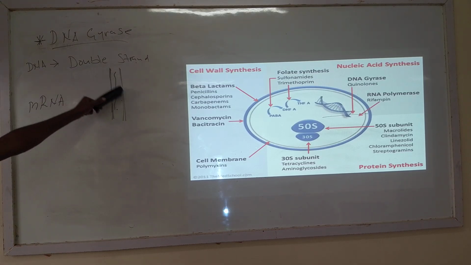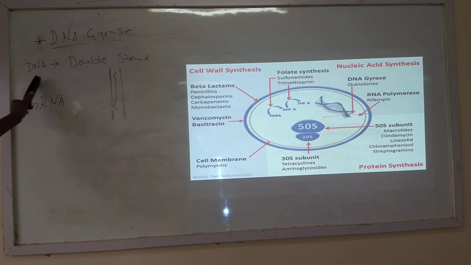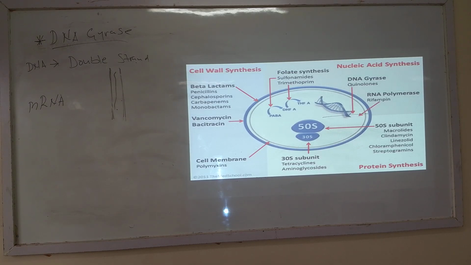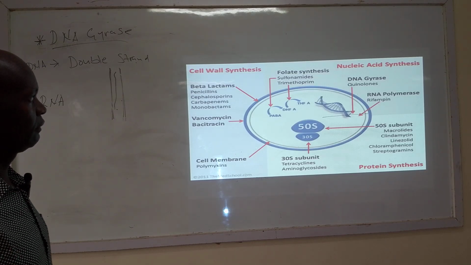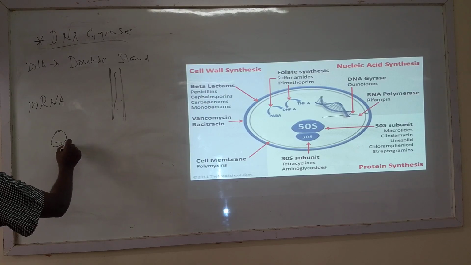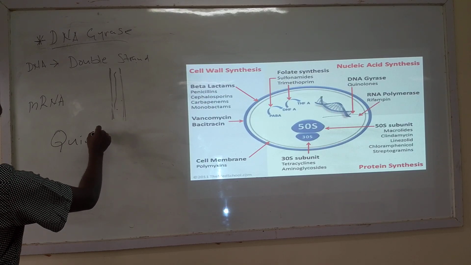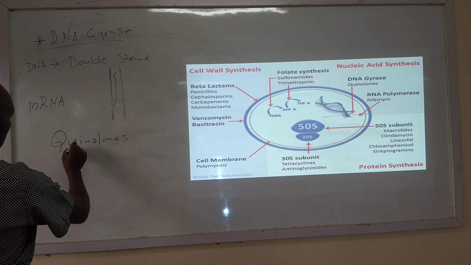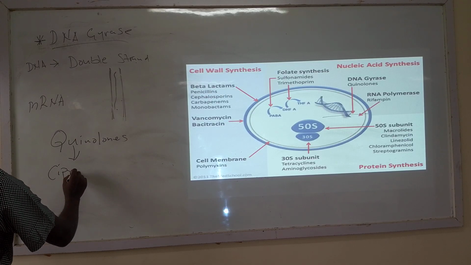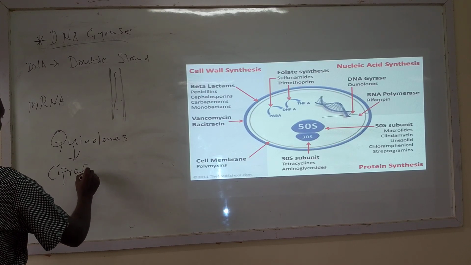Therefore, if this one is not opened, then our messenger RNA will not be able to pick information from this DNA strand, and therefore it means the bacteria will not be able to survive. Example of these antibiotics which block DNA gyrase, we have quinolones. Example of quinolones is a broad-spectrum quinolone, commonly known as ciprofloxacin.